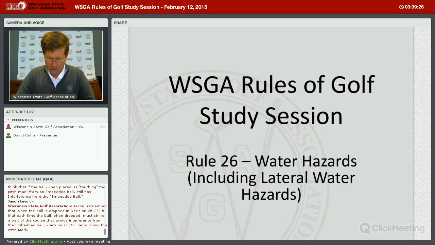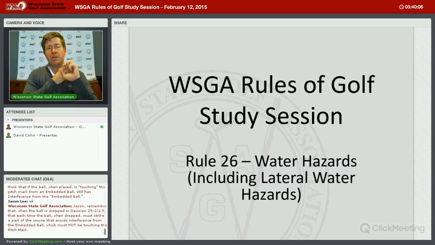All right, let's look at decision 26-1/3.7. A player's ball is struck towards a water hazard and not found. It is not known or virtually certain that the ball is in the water hazard, but the player drops under 26-1B. Before he plays the drop ball, his original ball is found within the 5-minute search period. What is the ruling? Okay, so the key is the player did not have knowledge or virtual certainty. He has dropped but not yet played a ball under Rule 26, and the original ball is found within the 5-minute search period.